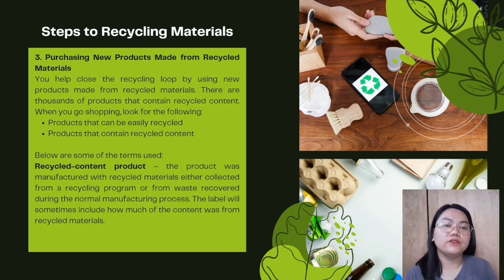The third step in recycling materials is purchasing new products made from recycled materials. You help close the recycling loop by using new products made from recycled materials. There are thousands of products that contain recycled content. When you go shopping, look for the following. First is products that can be easily recycled. Second, products that contain recycled content.